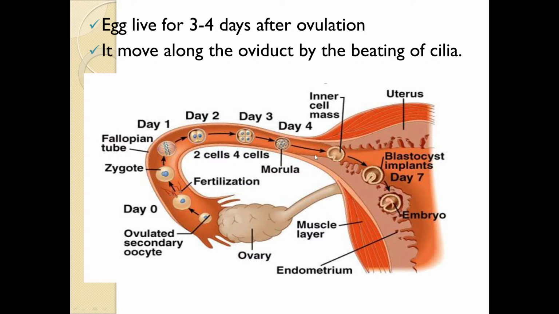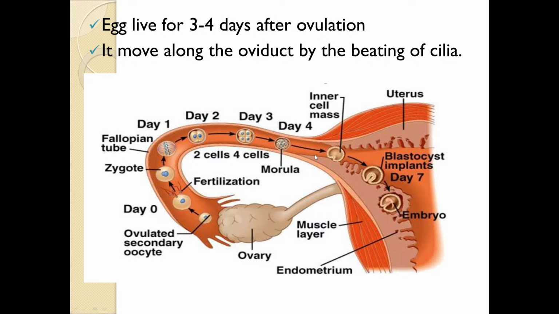Alright, so in terms of fertilization, they said that the egg can live for 3 to 4 days after ovulation. Now ovulation is the releasing of the egg. Once the egg is released from the ovary, that process is called ovulation. And once the egg is released, it can live anywhere between 3 to 4 days. That is generally speaking, as there are times when the egg can live slightly longer.